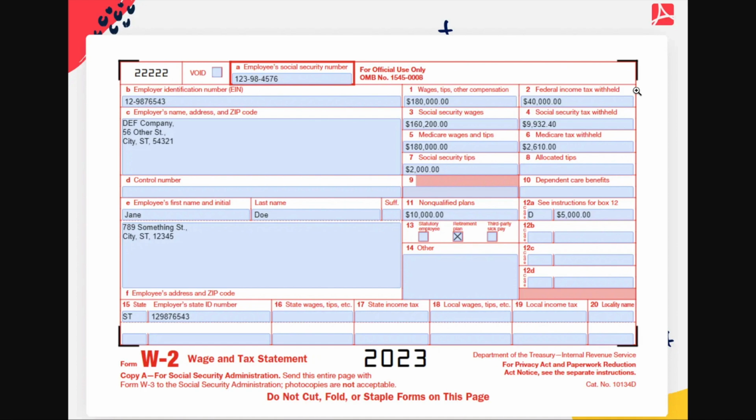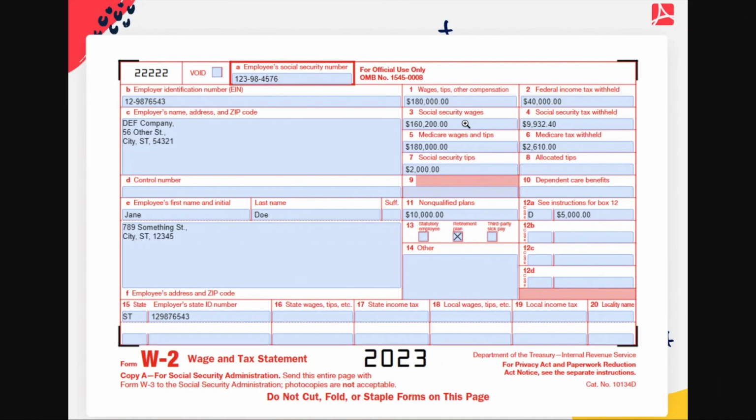Box 2 shows federal income tax withheld. Box 2 displays the total federal income tax withheld from your paycheck throughout the year. This amount is crucial for calculating whether you owe money towards taxes or you're due a refund. In this example, we see that $40,000 was withheld for federal income tax. In other words, in every paycheck, you can go back and take a look. There will be a deduction for federal income tax. So this adds up all in your W2 form.